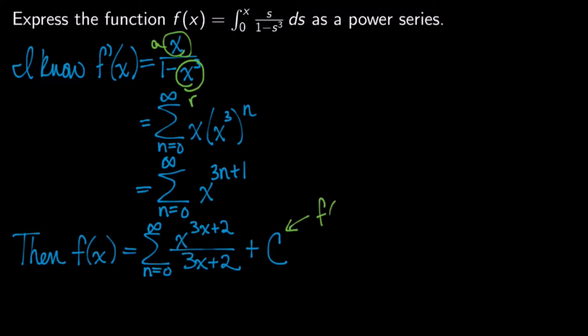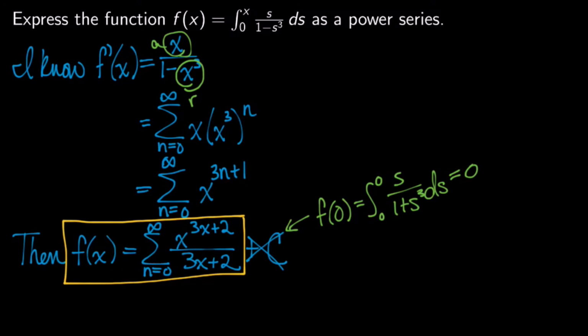But, better still, can you see that f of 0 is supposed to be 0? When you look up here and you plug in 0, it's going to be the integral from 0 to 0 of the function, which, that's always 0. And so that means that you definitely want the c to be equal to 0. So there is my solution.